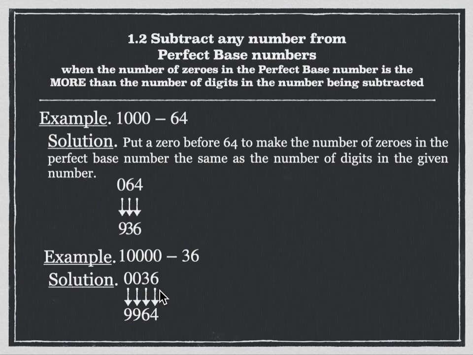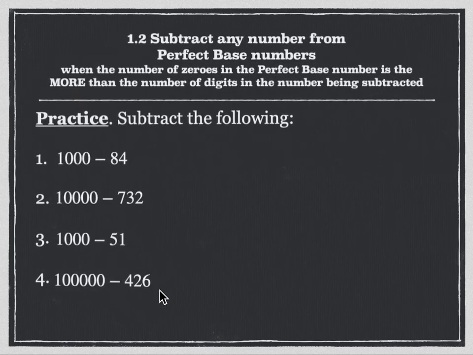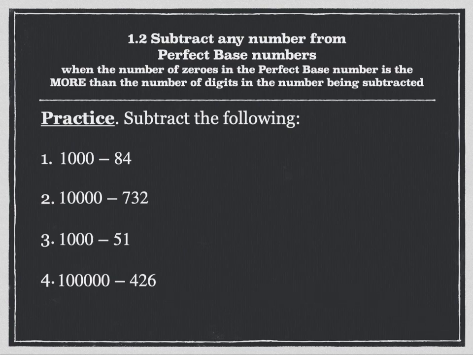Those are our simple examples. Let's go into practice. You may pause the video and try to answer it yourselves. Okay, let's get into it. Number 1, we have 1000 minus 84. Imagine in 84 that you have a 0 there, so 084. All from 9 and the last from 10, so we have 9, 1, and last number 6.